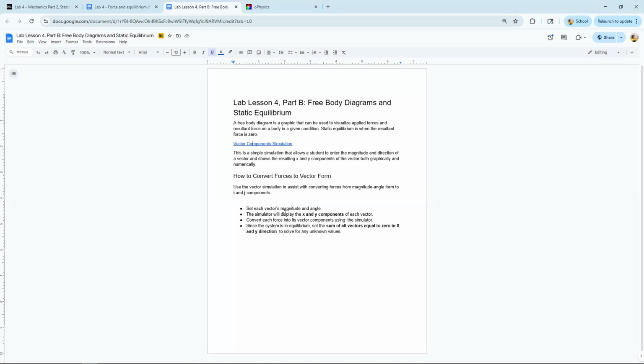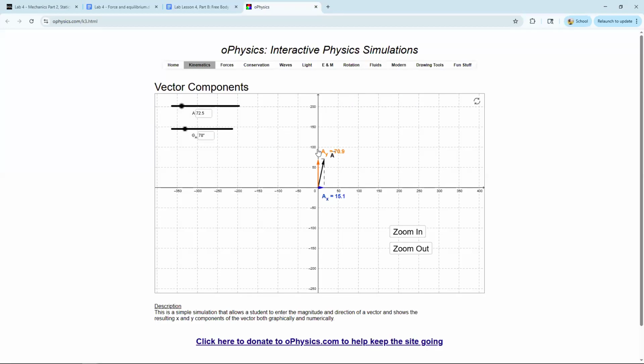So set each vector's magnitude and angle. First of all, we have them. The simulator will display the x and y components of each vector and convert each force into its vector components, and then the sum of all vectors equals 0 in the x and y directions. So this is the simulation we are going to use, as we used it before for questions of homework and the discussion worksheet.